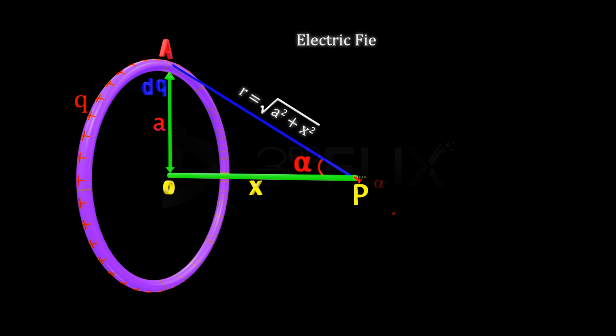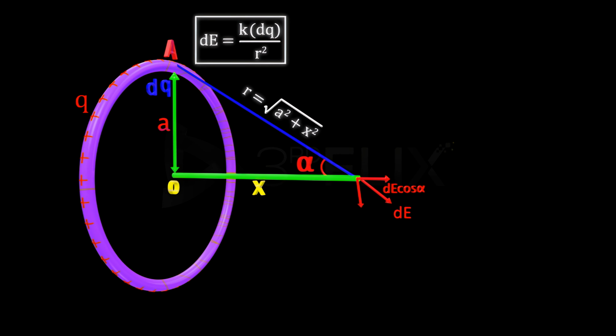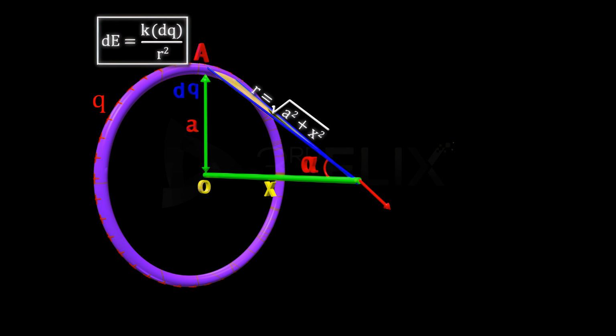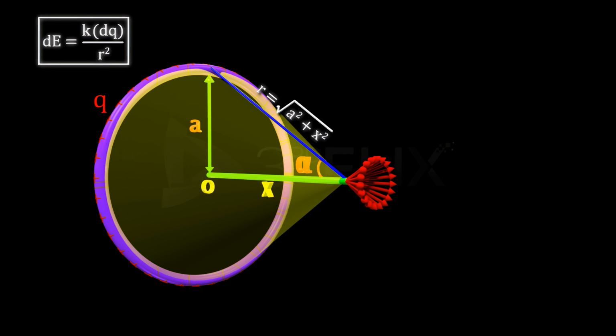The electric field at point P due to dq is along AP, and its magnitude is k dq by r square. The component of dE along the axis is dE cos alpha, and that perpendicular to the axis is dE sin alpha. All such elements on the ring make the same angle alpha at point P.